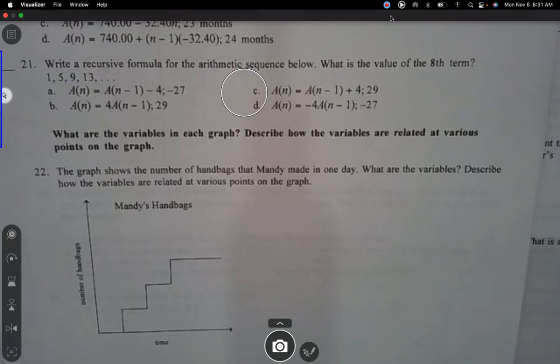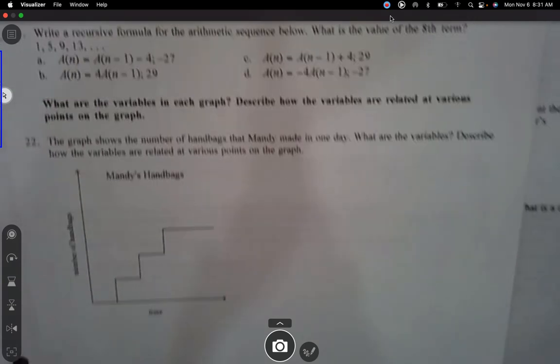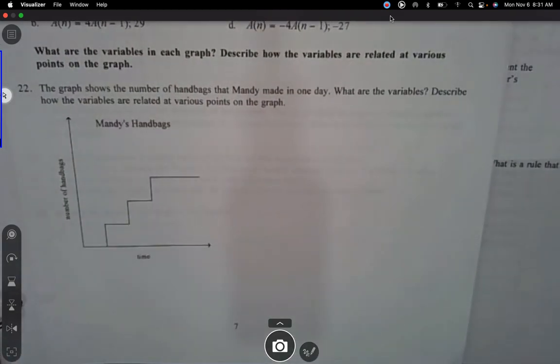I did 22. And again, if you circle it, we'll try to come back over it before y'all leave out. 22 says, what's going on with this graph? Explain what's happening. The first question though says, what are the 2 variables? They're on the graph: time and number of handbags. So what you're going to write is time and number of handbags. Everybody should get points for that one. Make sure you get your questions.